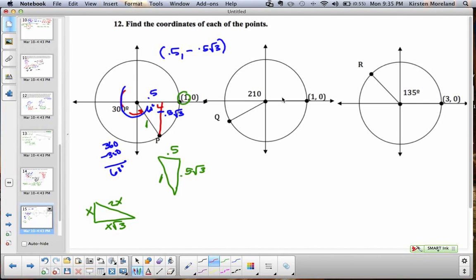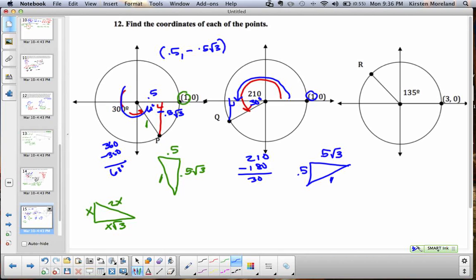Right, the next one, this angle is 210. This part is 180. So 210 minus 180 leaves me with an angle of 30 degrees. So this angle right here is 30 degrees. I'm going to drop my altitude in. And I'm just going to draw that triangle down here real quick. Again, this 1 tells me the hypotenuse is 1. To go backwards to the short leg, I divide by 2, so that's 0.5. And then to go to the long leg, it's 0.5 square root of 3.